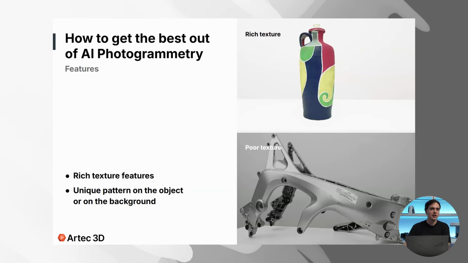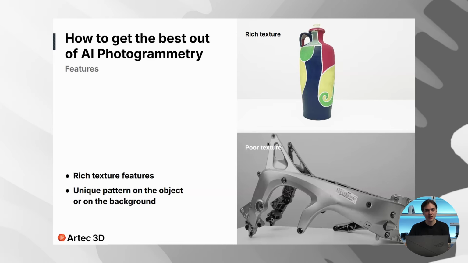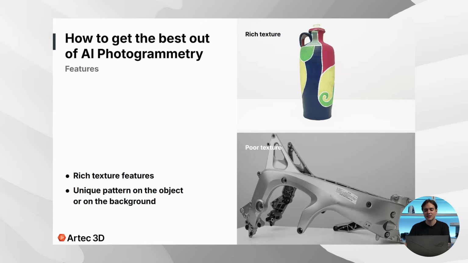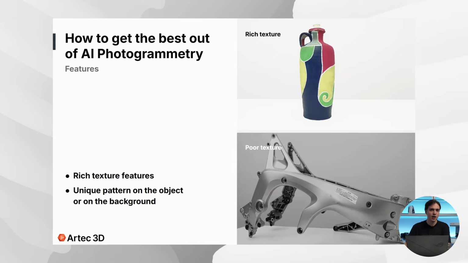So if you're just starting out with the photogrammetry, I would recommend you to begin with such rich texture objects to get better experience, because it's easier to reconstruct such objects. And then once you get comfortable with that, you can move on to objects that don't have such great texture, because they might require some additional preparations and some additional techniques to get them right.